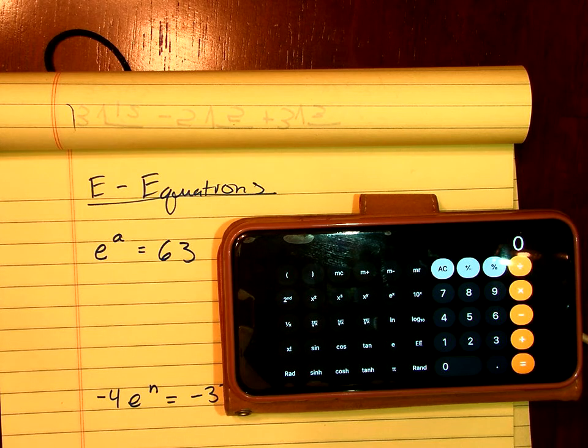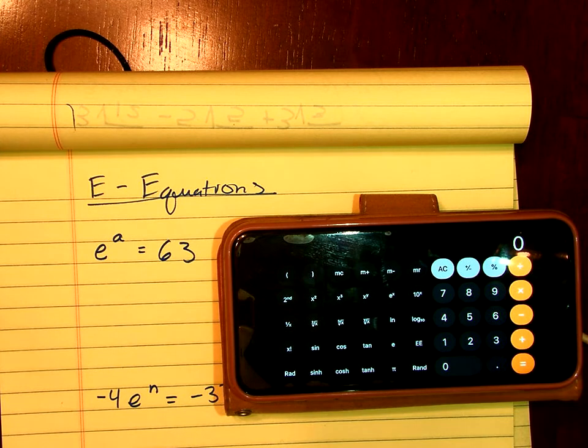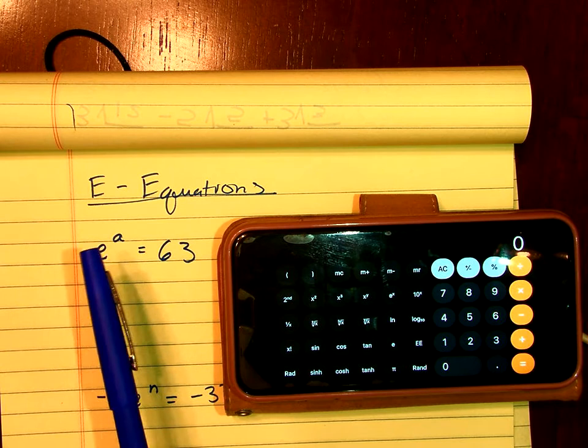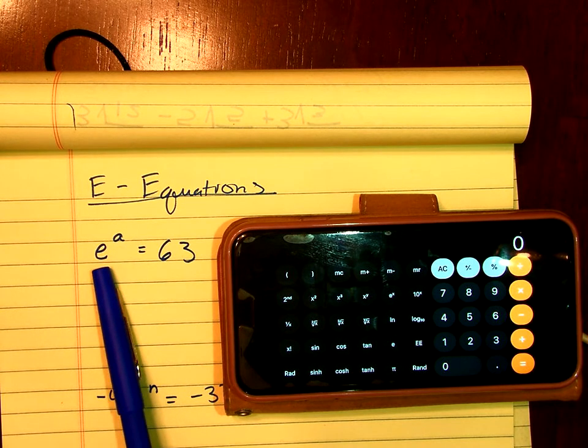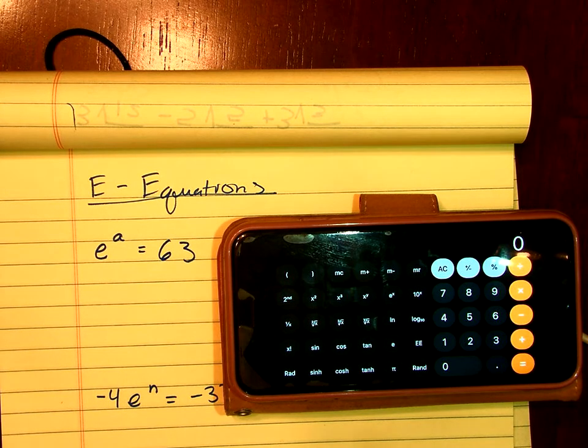Today we're learning about how to solve E equations. Now it's the exact same idea as solving natural log equations. It's just that this time, because what we don't know is this exponent on the E, which remember E is this very, very special number that occurs in nature with an infinite decimal that we can't say precisely, so it's just called E. But since we don't know that exponent, we've got to change it into a natural log in order to solve for the exponent. I'll show you what I mean.